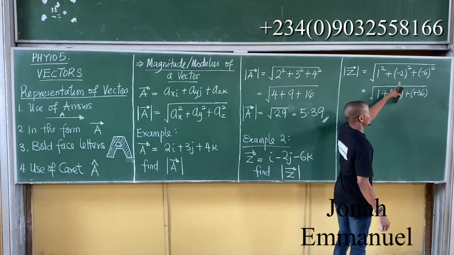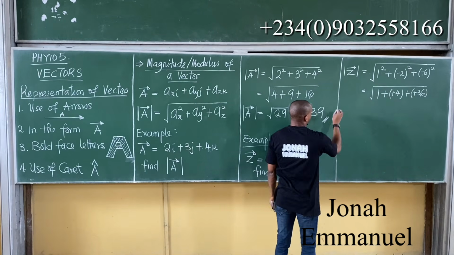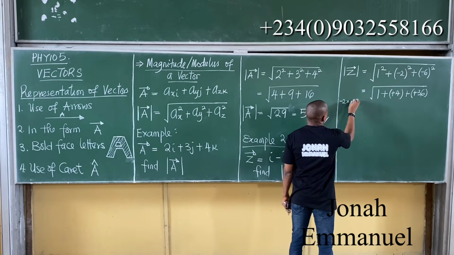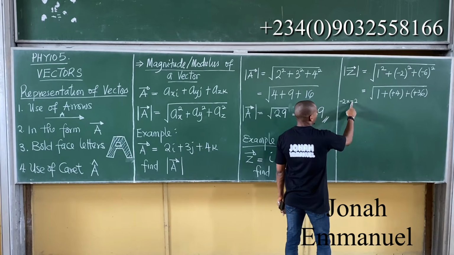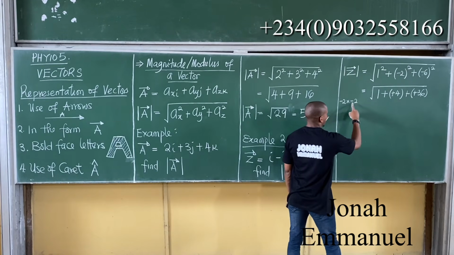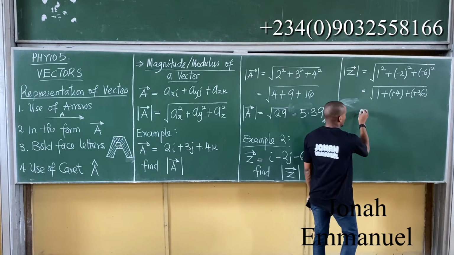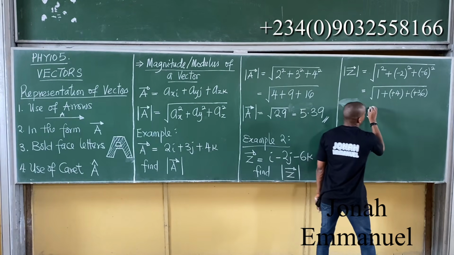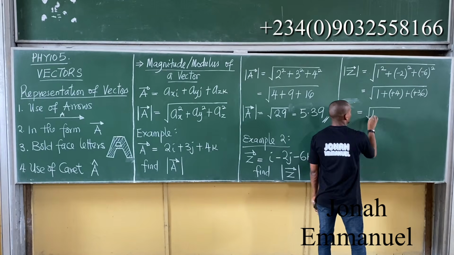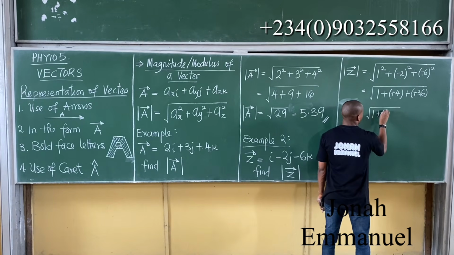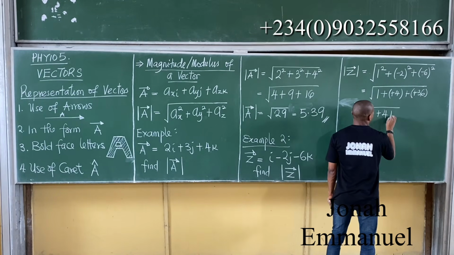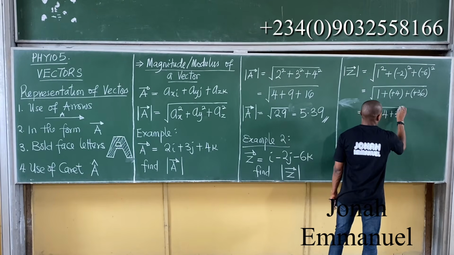Now please be observant about this. Minus 2 squared becomes minus 2 times minus 2. Minus times minus is plus, and 2 times 2 is 4. So the same way I got positive there, this is now equal to the square root of 1 plus 4 plus 36.